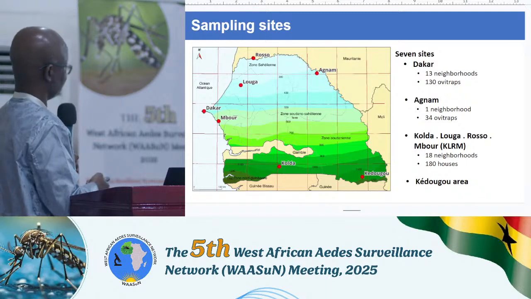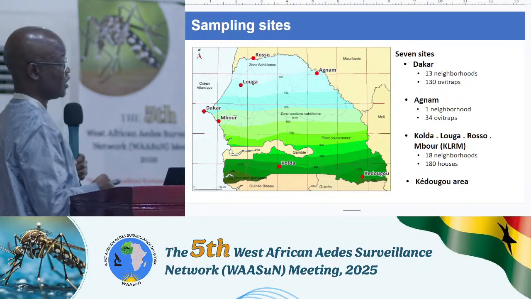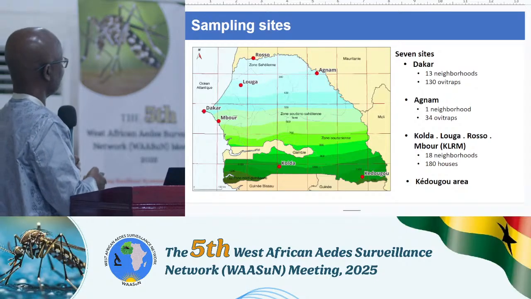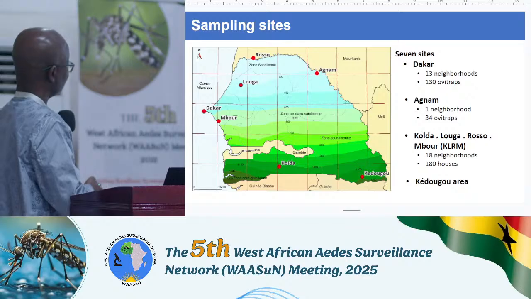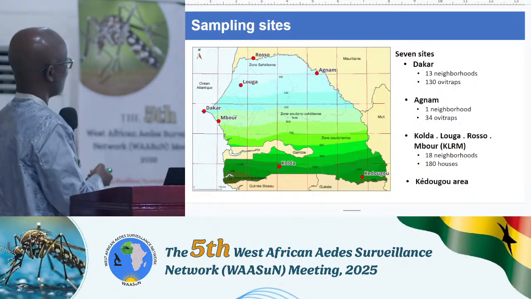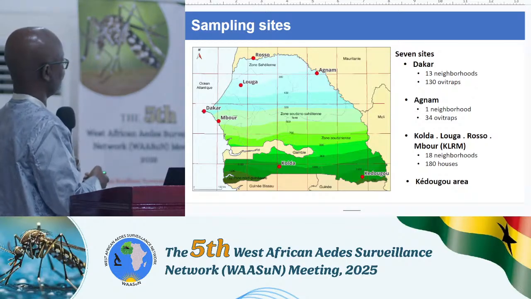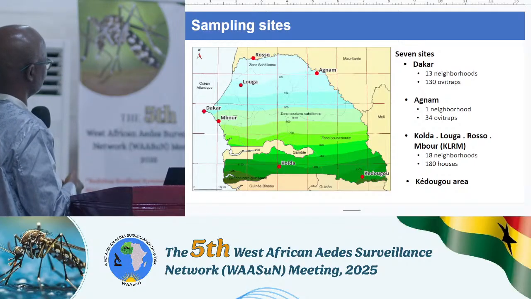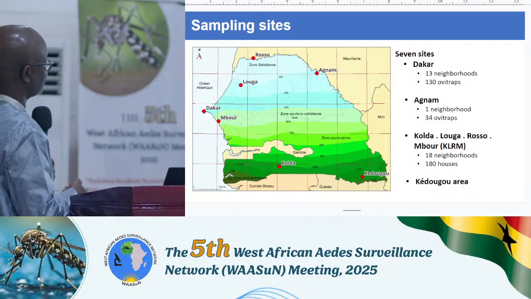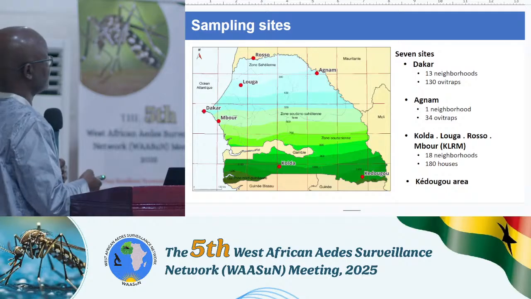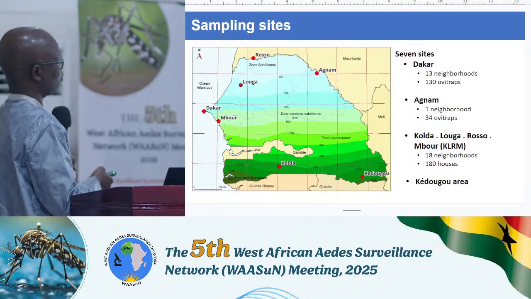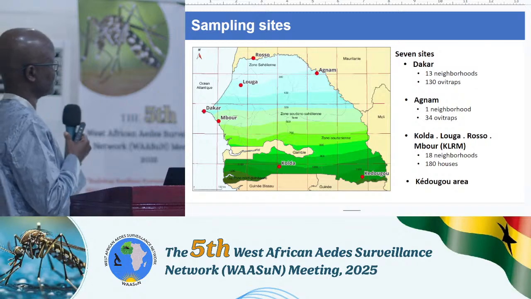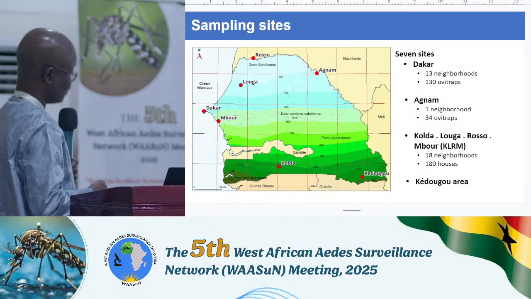These sites are situated in the main eco-climatic domains: one in the Sahelian area, Rosso, one in Anyam in the western part, 3 around the coast in Dakar, Mbour, and Louga, and 2 in the southern part of the country. And you can see here the number of neighborhoods that were surveyed, as well as the number of ovitraps that were set up in the different localities.